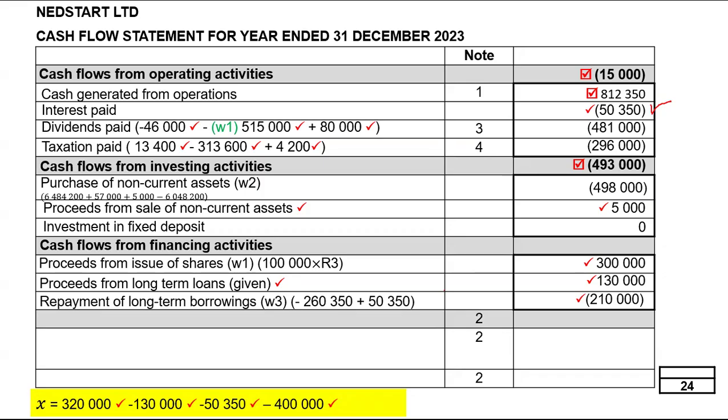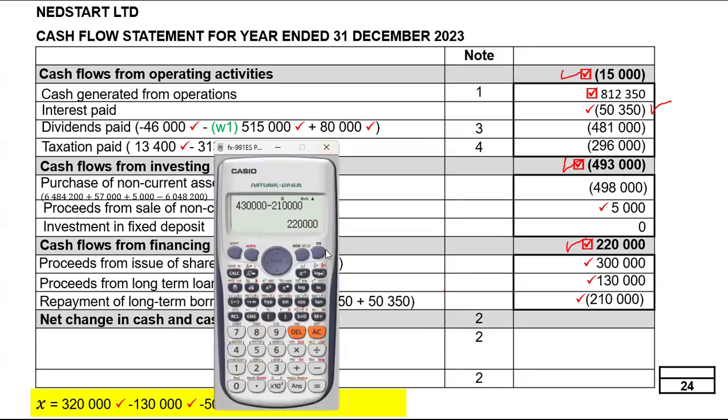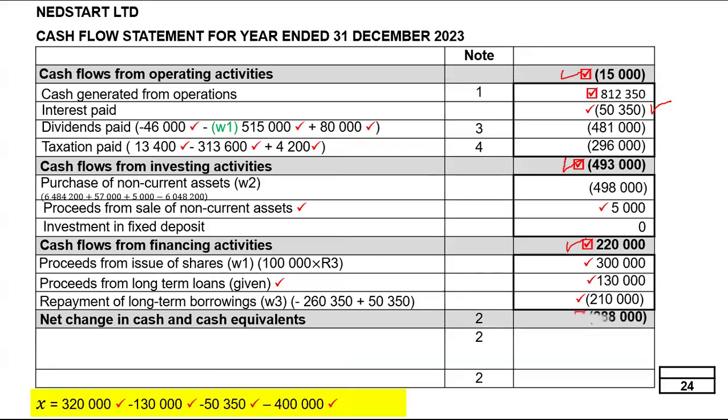Okay, and then you will just have to take 430,000 minus 210,000 will give you 220,000. Now, when you take this and minus that and plus that, it should give you net change in cash and cash equivalent. Let's see how much that will be. It gives you negative 288,000, which is a cash outflow, right? And this is what you will get.